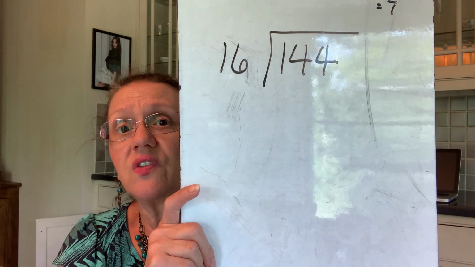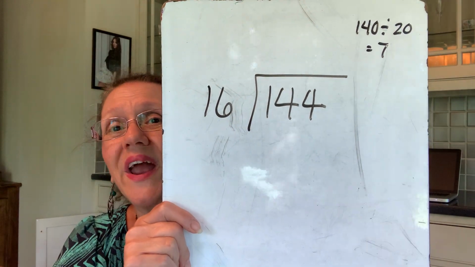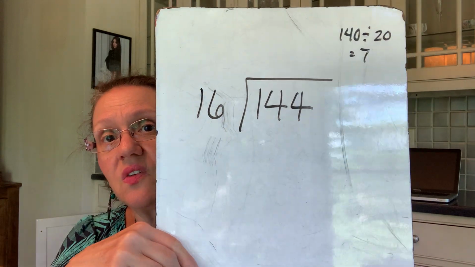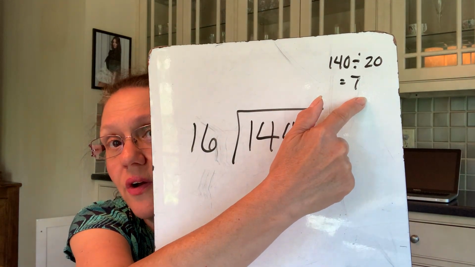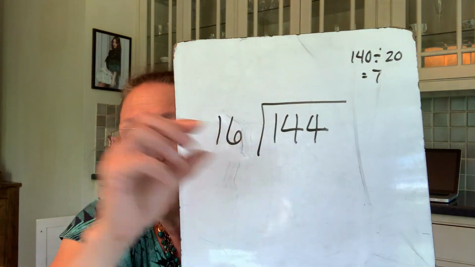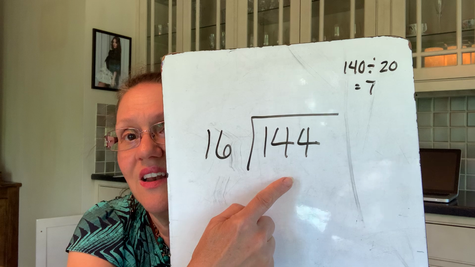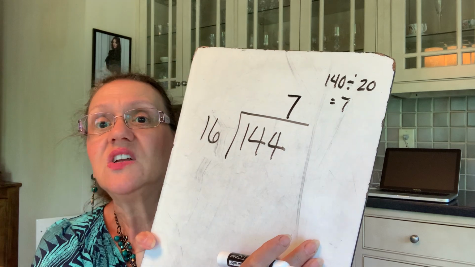Since we don't know the 16 times table, I'm probably going to do a quick and dirty estimate to figure out where to start. One of the typical issues that most kids do is, this is where we're going to start, 7. But what you need to do is now you need to multiply 7 times 16 to get your start. So my estimate tells me that I'm going to start with 7 in my quotient. Now I need to multiply 16 times 7.